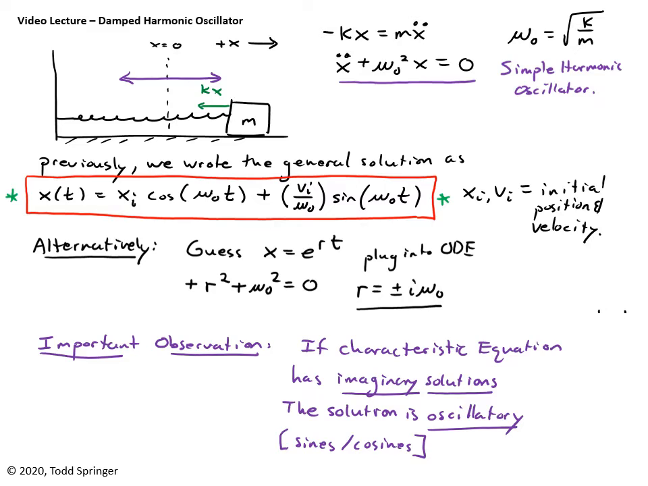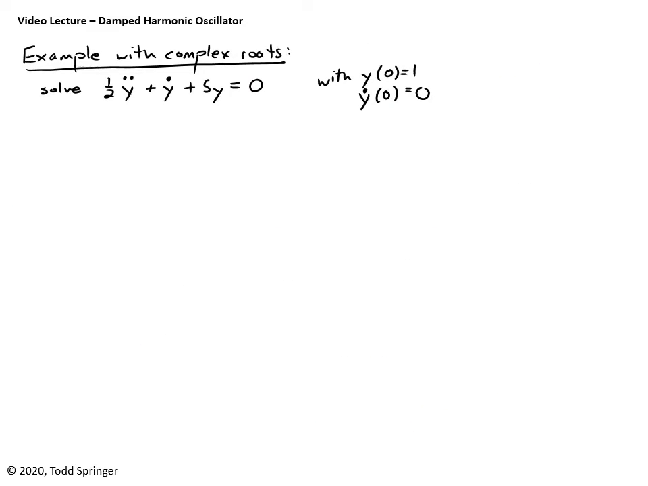Okay, what if they're not perfectly imaginary, but what if they're complex? What if they have a real part and an imaginary part? So we'll do an example of that starting next. As a warm-up to looking at the harmonic oscillator, let's do this simple math problem here. So solve this ODE with these boundary conditions that are given. And this is going to be an example where the roots of the characteristic equation are complex, not real. They have a real part and an imaginary part.